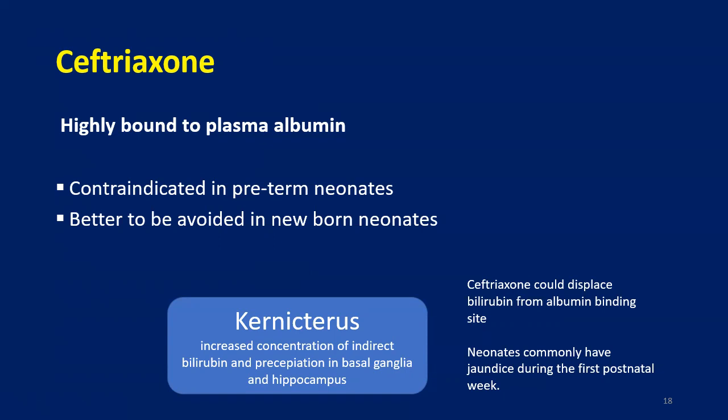Because actually the affinity of ceftriaxone to albumin is higher than the bilirubin, and most of those neonates are physiologically jaundiced. So giving ceftriaxone will add more fuel on the fire, and most of the bilirubin will be displaced, and that will be precipitating in many tissues, including the brain. So always avoid ceftriaxone use in those patients.